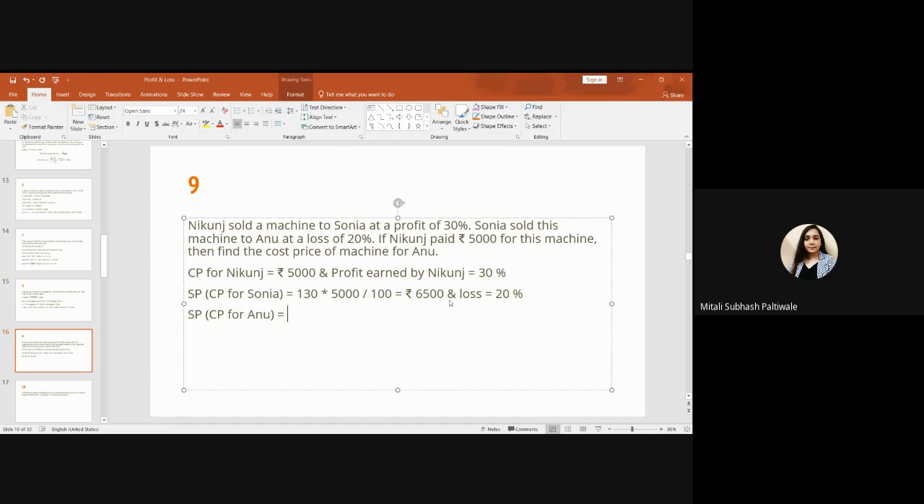So this would become how much? 80% of cost price. 20% loss means 80 into 6,500 divided by 100, which is nothing but rupees 5,200. So this is the cost price for Anu. That is it. This is how you'll be finding.